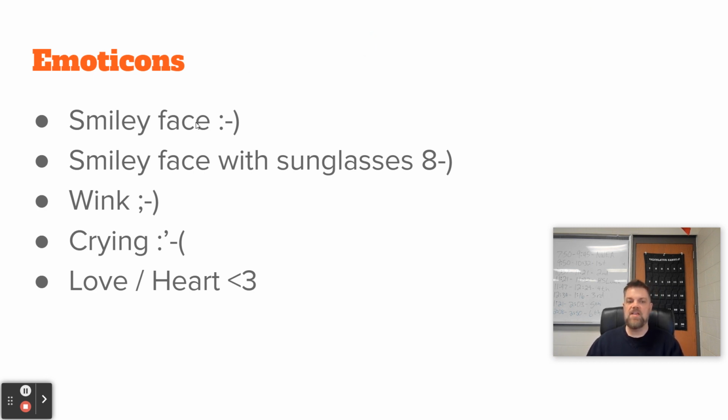So a smiley face, if you type a colon, a dash, and then a parentheses, that was how you typed a smiley face in the early days of the internet. A smiley face with glasses was the number 8, a dash, and then a parentheses. A wink was a semicolon, dash. Crying looked like this. And to express love or heart or appreciation, you would do less than 3, which looks like a heart. They didn't have the bandwidth because the internet was so slow.